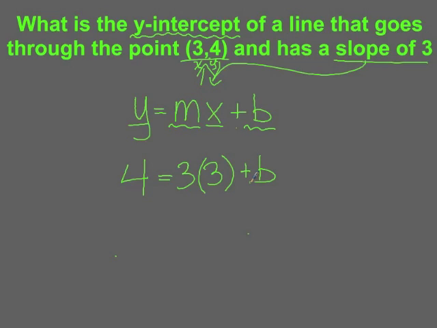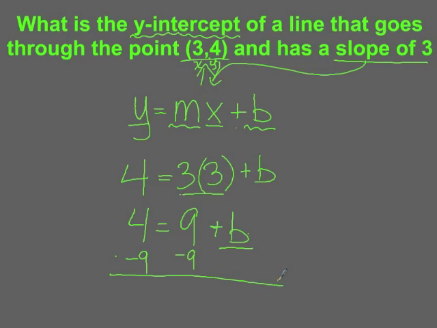So now we just follow our normal steps in solving equations. We're going to multiply these two numbers, so we get 4 equals 3 times 3 is 9 plus b. We want to get this b by itself, so I'm going to subtract 9 from both sides.